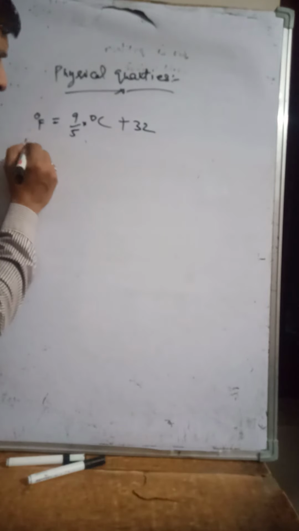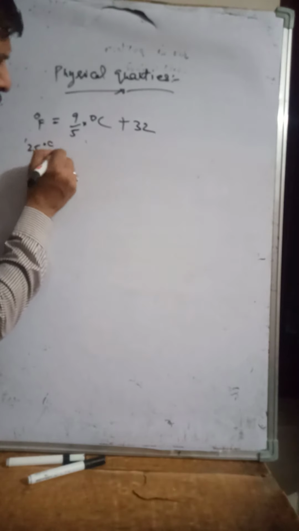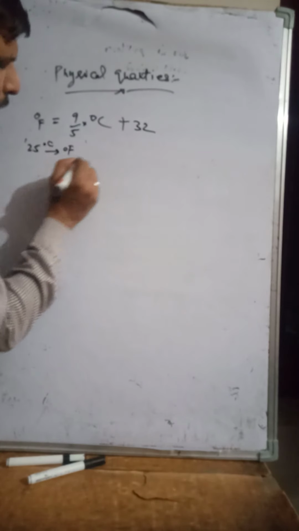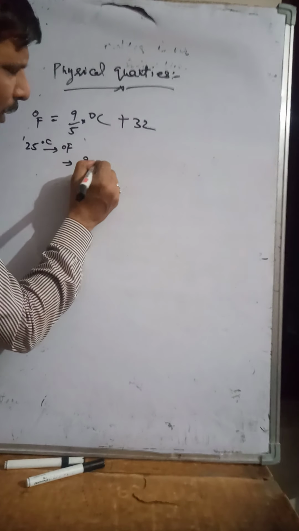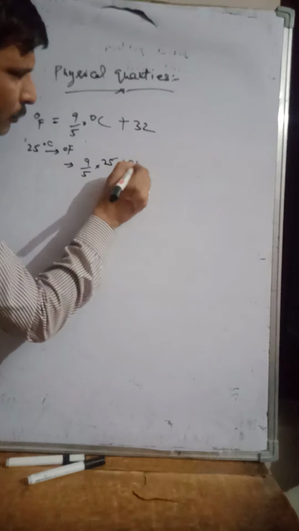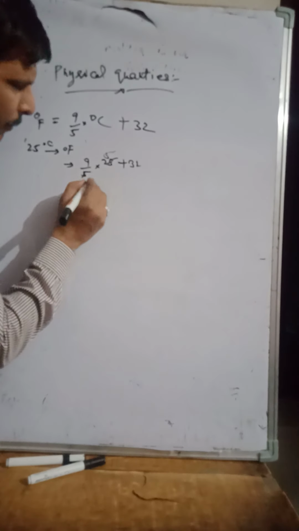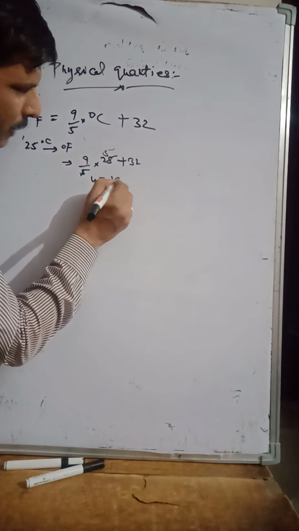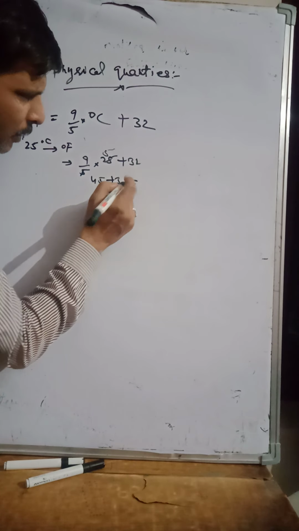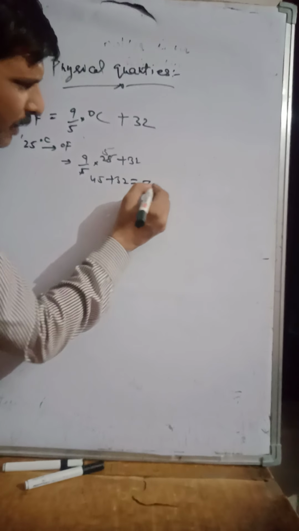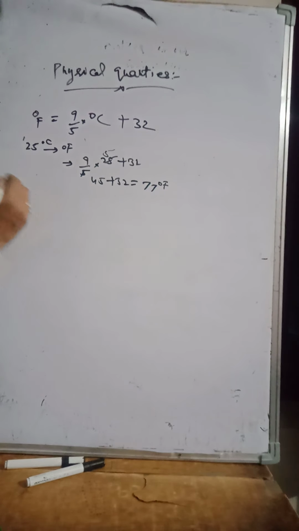We are going to learn something important regarding the degree Fahrenheit temperature scale: how it is possible to change degree Celsius temperature to degree Fahrenheit temperature. It will be found out with the help of this kind of formula. Suppose we want to find 25 degree Celsius in degree Fahrenheit. In that case we have 9/5 into 25 plus 32. So 5 5s are 25, 9 5s are 45, plus 32. That comes out to be 77 degree Fahrenheit.